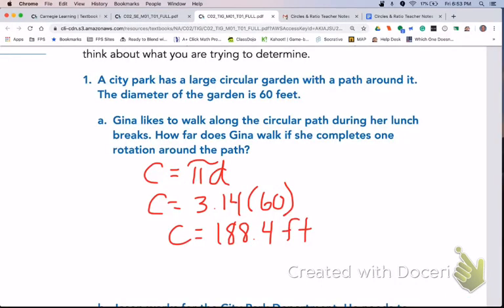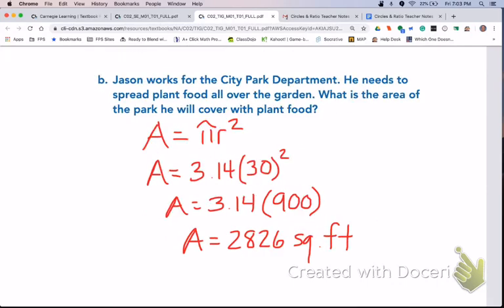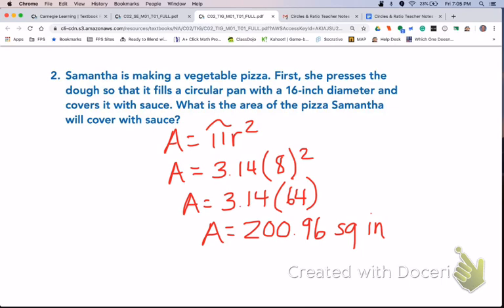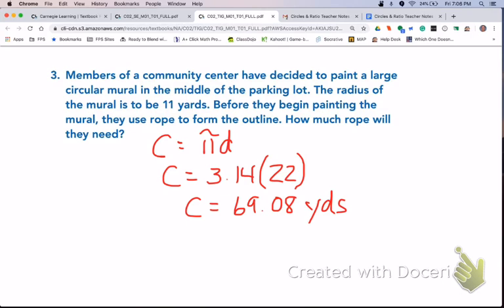For number 1, letter A, the circumference of the circular path is 188.4 feet. For letter B, the area of the park you will cover with plant food is 2,826 square feet. For number 2, the area of the pizza Samantha will cover with sauce is 200.96 square inches. And for number 3, the amount of rope they will need for the circular mural is 69.08 yards.